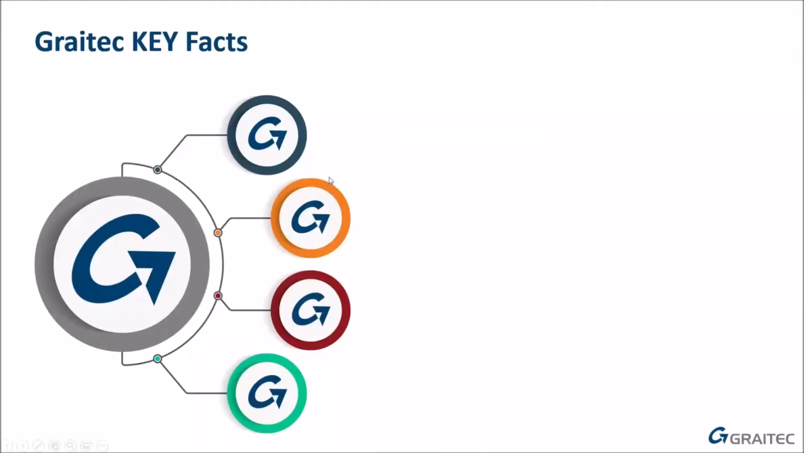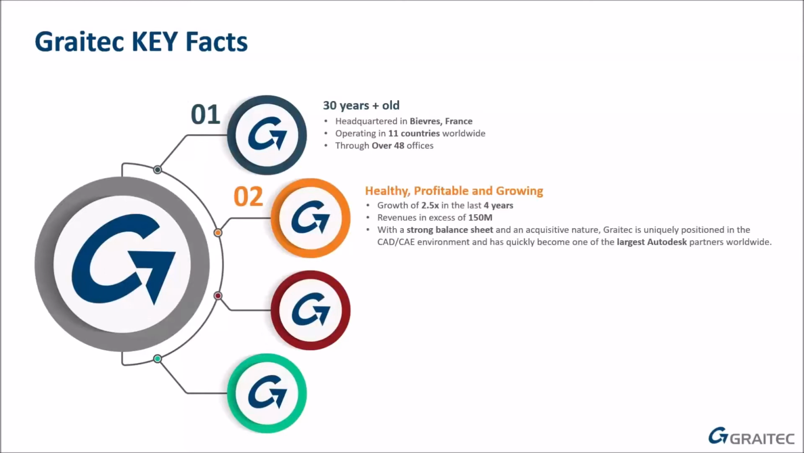For those of you that don't know too much about Graitec, we've been around for 30 plus years now. We started out in Paris, and that is still where our global headquarters are. We now operate out of 11 different countries worldwide and over 48 offices and growing. We are constantly expanding the business, and we are very healthy, profitable, and as I mentioned, a growing company. In the last 4 years we've more than doubled the size of the business, which is really good.